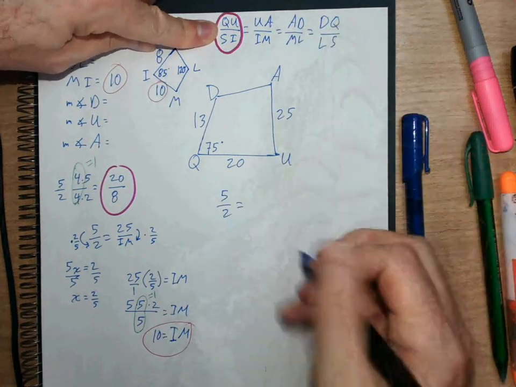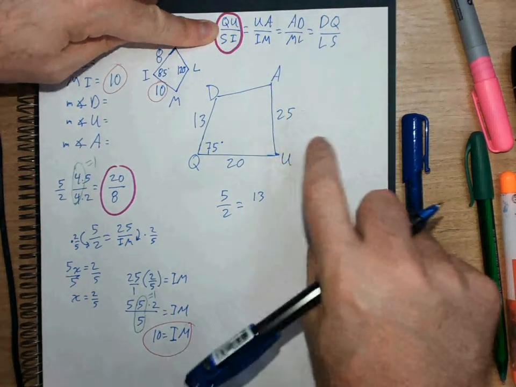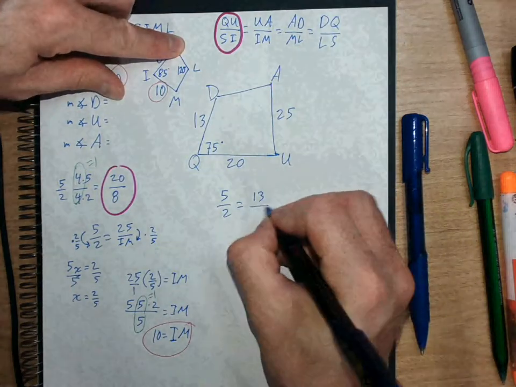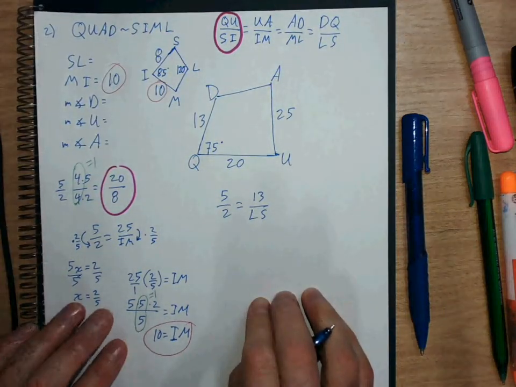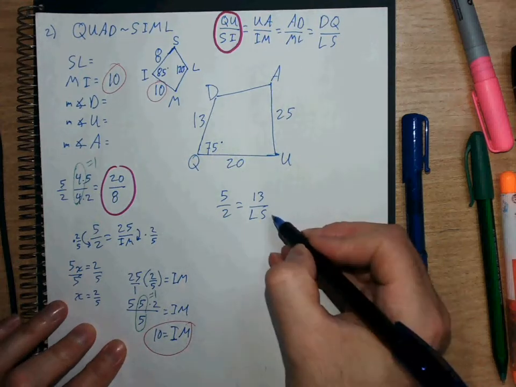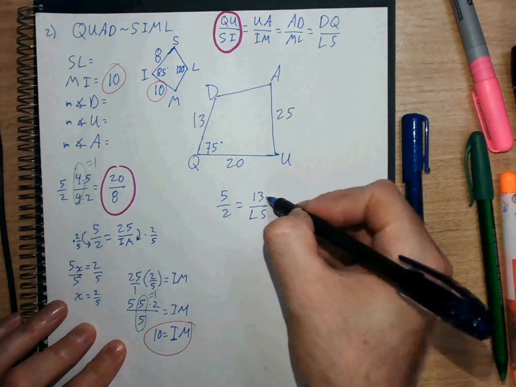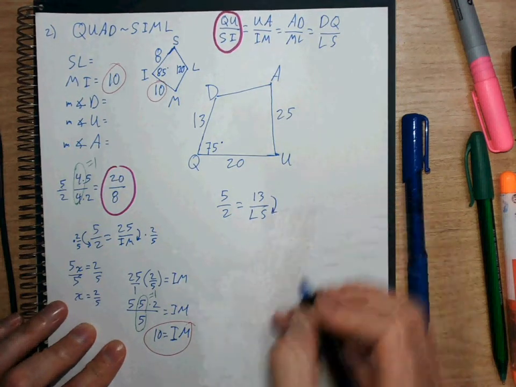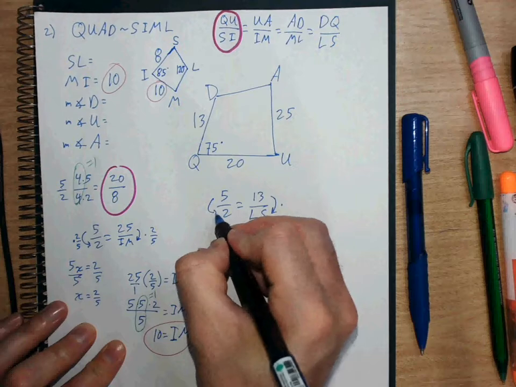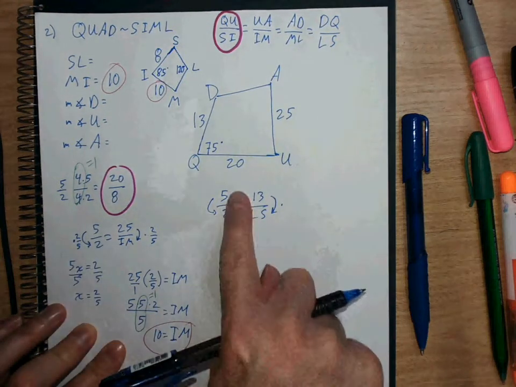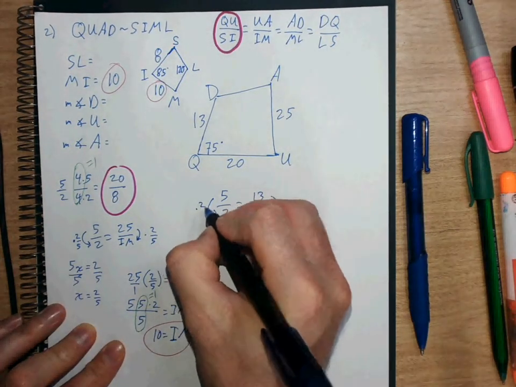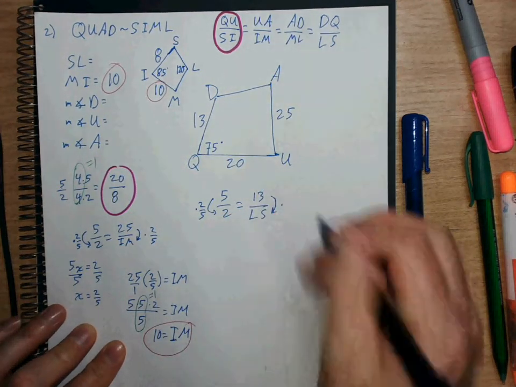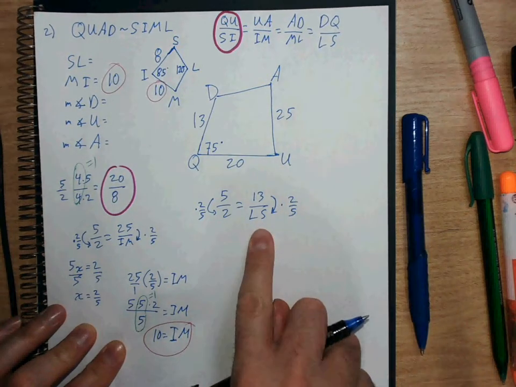So that's going to be DQ is 13 over LS, and I don't know what LS is, so I'm going to write LS. Okay, and in the same way, we want to go the same way. 13 times what, right? We have the same process over here, so again, 5 times what is 2? 5 times 2 over 5 is 2. So 13 times 2 over 5 is LS.